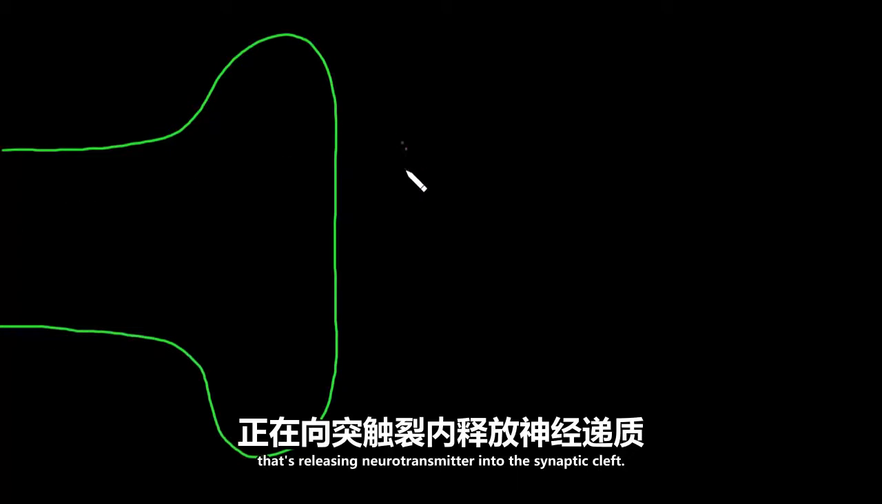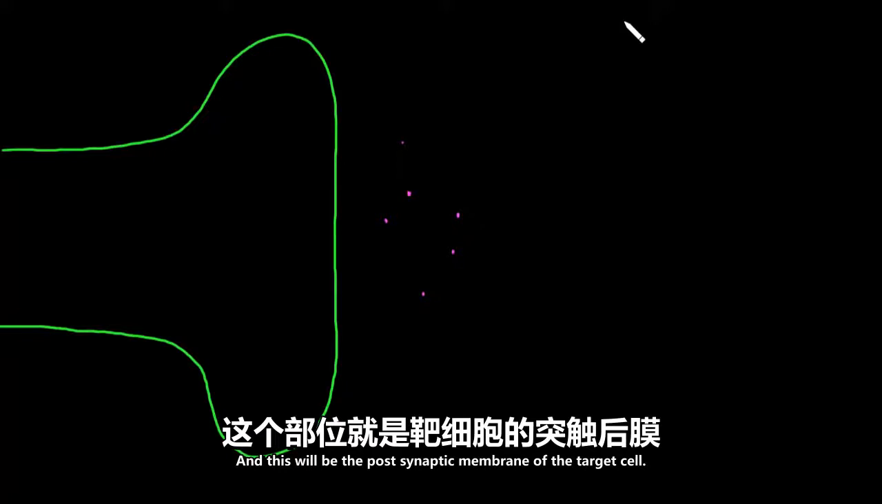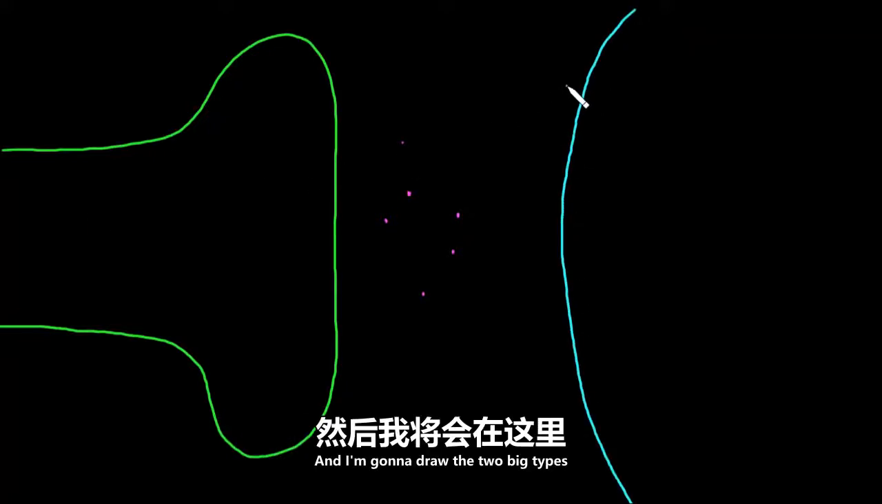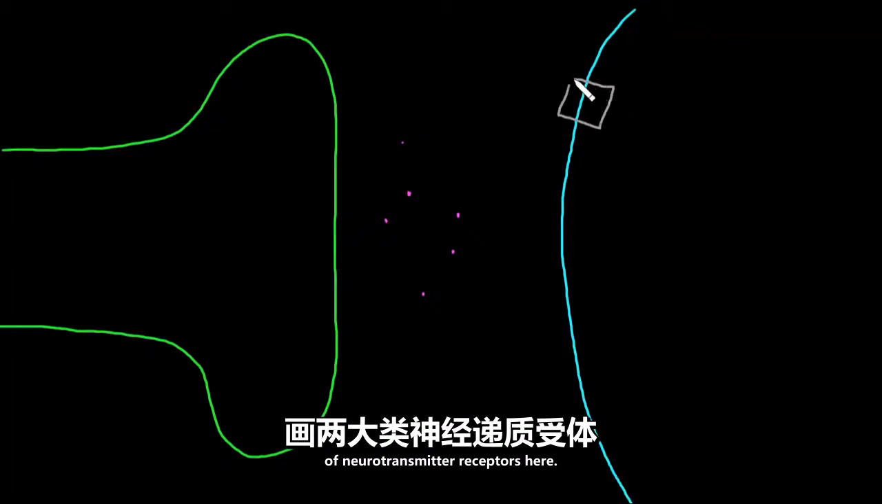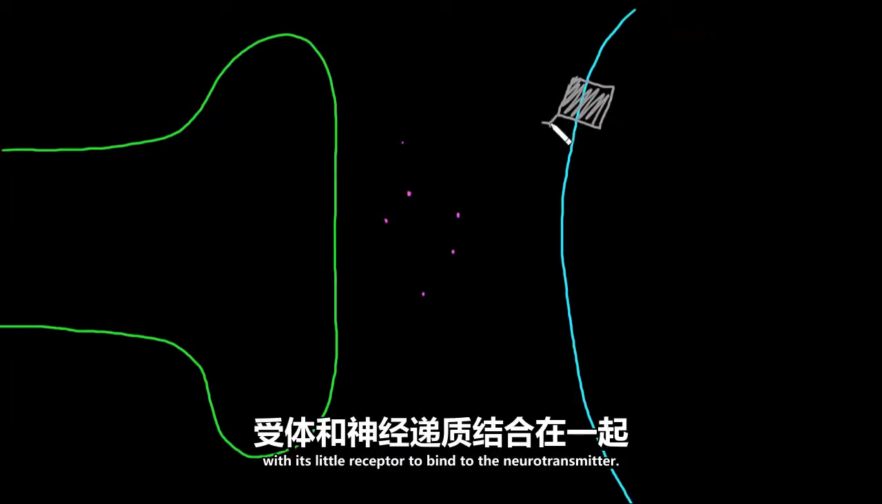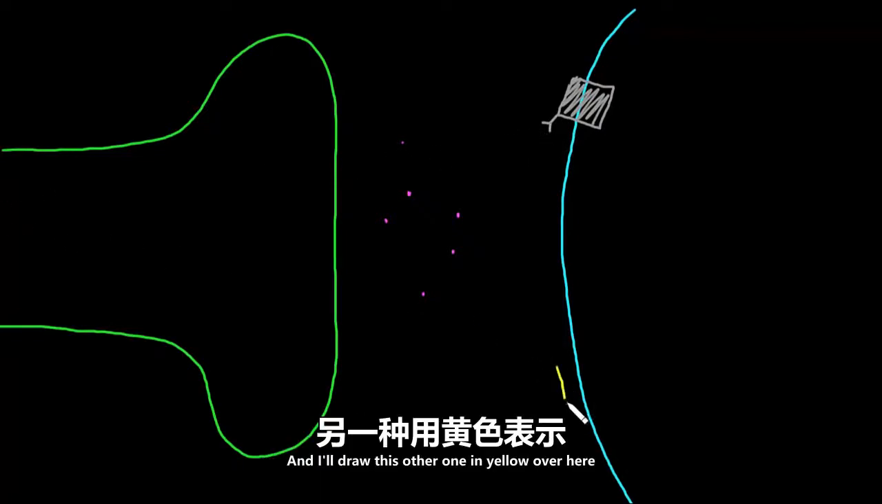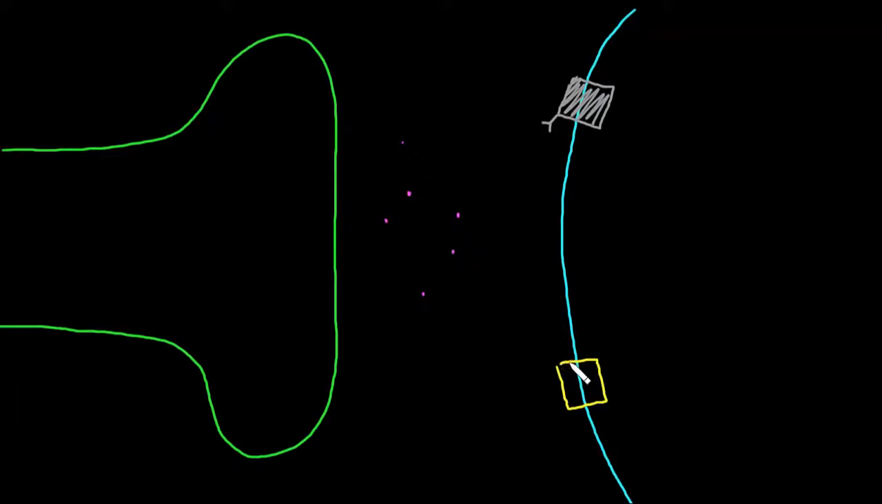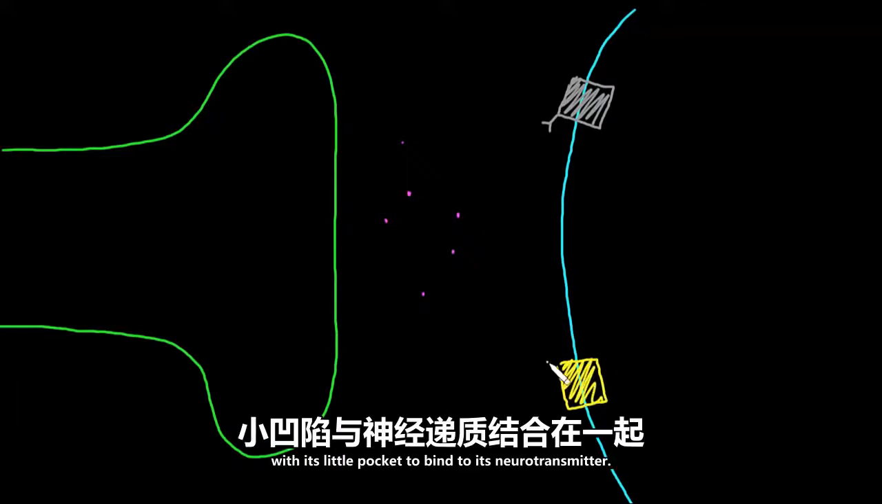So let me just draw a big axon terminal here that's releasing neurotransmitter into the synaptic cleft. And this will be the postsynaptic membrane of the target cell. And I'm going to draw the two big types of neurotransmitter receptors here. Let me draw this one in gray with its little receptor to bind to the neurotransmitter. And I'll draw this other one in yellow over here with its little pocket to bind to its neurotransmitter.